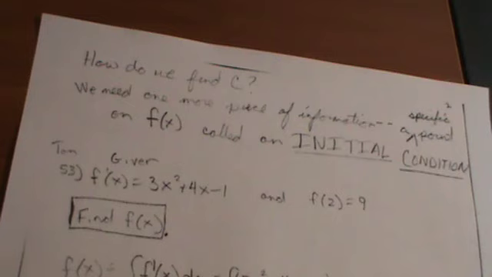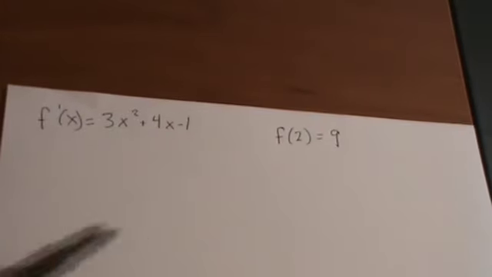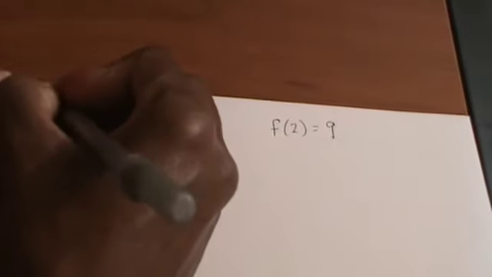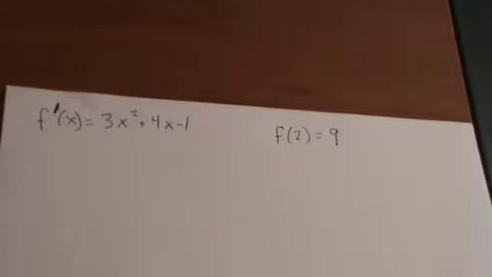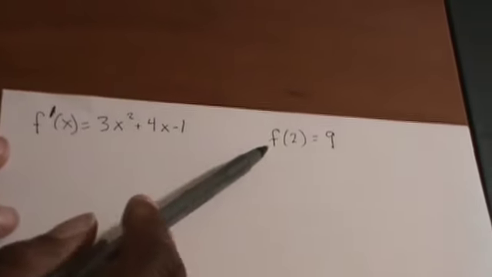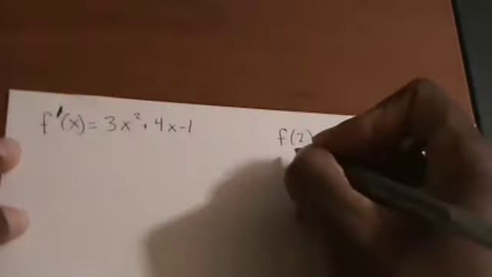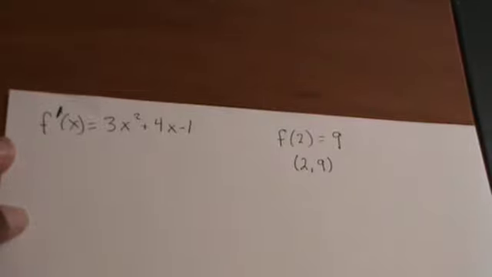So I'm going to do this problem that's right in your notes. Please see the notes. This problem is done in its entirety. I'm going to walk you through it now. All right, so this is how you started off. They tell you that your derivative, f prime of x, is 3x squared plus 4x minus 1. And then they tell you on f of x, you have the point (2, 9). So they're giving you the one point that your function goes through.